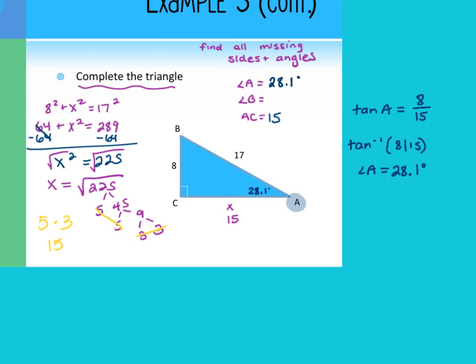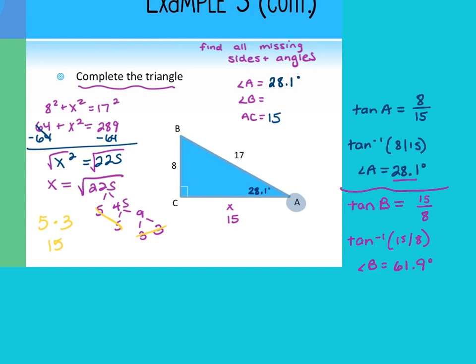Now I have two choices to get angle B. One is subtract it from 90. But if I got A wrong, I'm going to also get B wrong. So the surefire way is to do tangent, but with B. Tangent of B would equal opposite, which is 15, over adjacent, which is 8. And then I'm looking for the angle, so I'm going to do tangent inverse of 15 over 8. And I get angle B is 61.9 degrees.